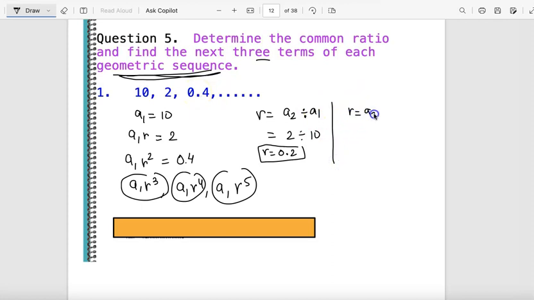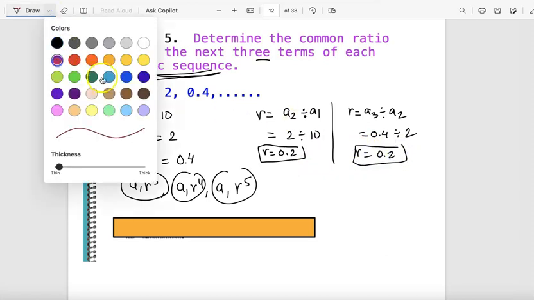R is what? A3 divided by A2. I do not want to make any mistake, so that's why I'm doing this one more time over here. Always remember to develop this practice of checking your common ratio, and you will never make mistakes. Now since we got this, what is our final goal?